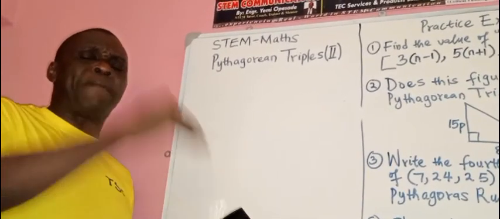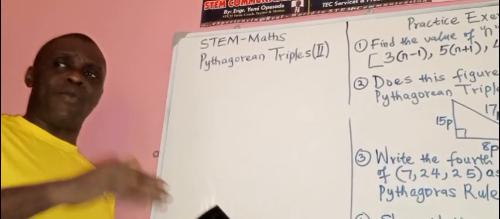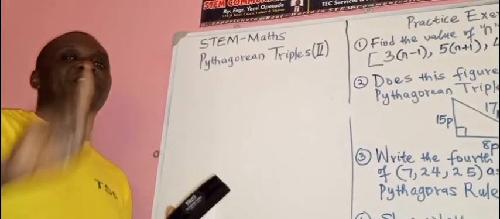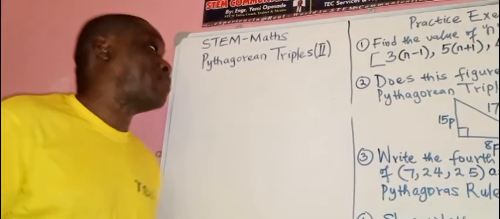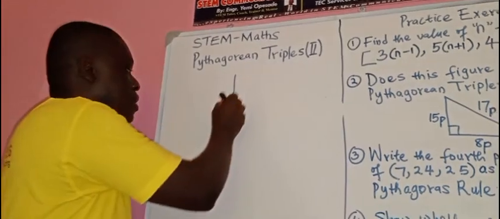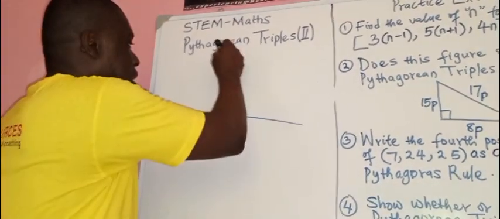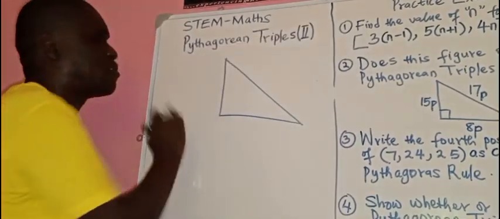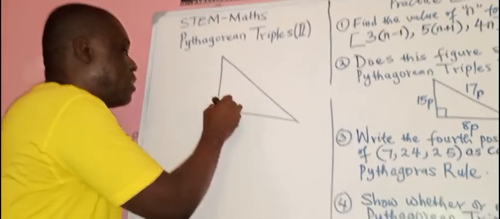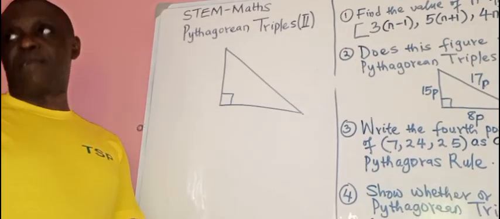But because it has to do with Pythagoras, okay? It means that the type of triangle being referred to is actually what? Right angle triangle. So when you hear Pythagoras triple, you try to draw a right angle triangle. That's what is expected.